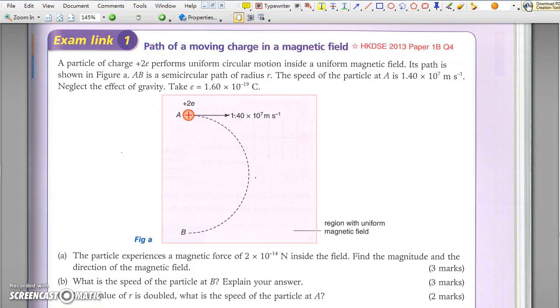For the exam link question, a positively charged particle performs a uniform circular motion inside a uniform magnetic field. The question is quite straightforward. I'm sure you can manage it yourself.